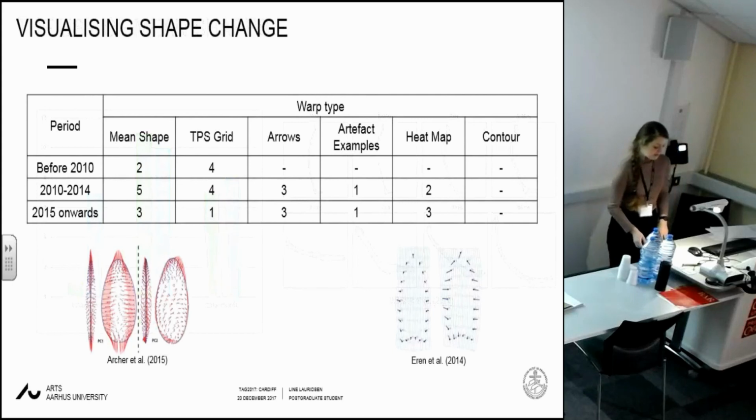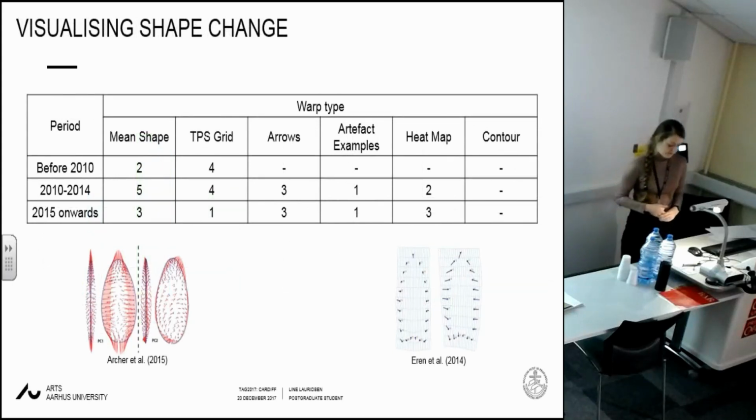In representing the change from one shape to another, through the study of archaeological morphometrics, increasing variability is noted. Prior to 2010, TPS grids are commonly used, with mean shapes also utilized, and following this, a variety of different techniques, including arrows and heat maps, are evident. This pattern also continues into the last few years.